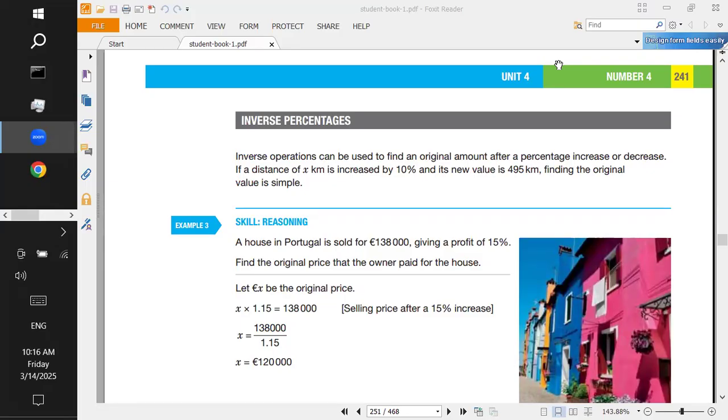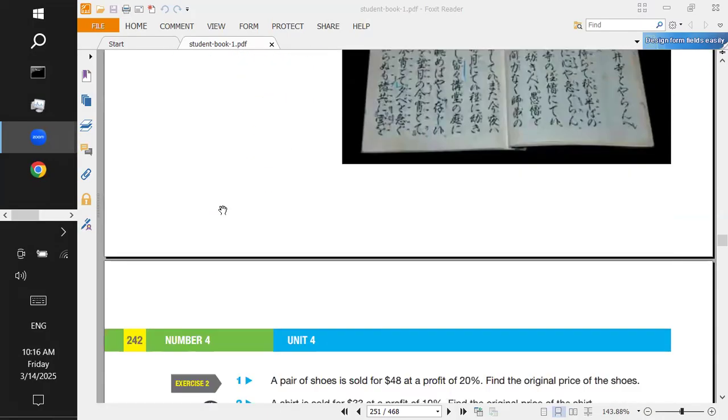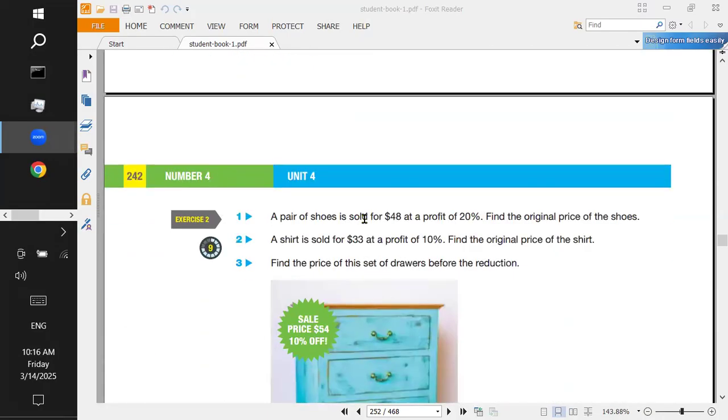In this video, we're going to talk about inverse percentages. In inverse percentages, we're going to use the multiplier method to find the original price, or to find the new value or the new price of something after the percentage change that happened to it. Okay, so let's take a look at one of the questions here.